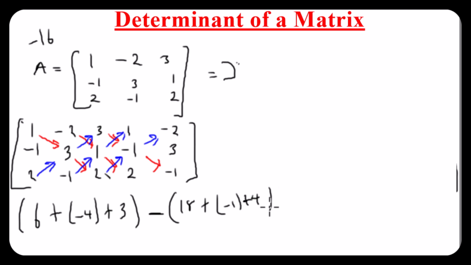Okay, all right. So now we want to simplify. So 6 minus 4, that's 2. 2 plus 3, we have 5 here. Minus 1 plus 4, or 4 minus 1, rather, that's 3. So 18 plus 3, that should be 21. So we have 5 minus 21, and 5 minus 21 just gives us minus 16. So just like the way we did, we got our negative 16 in the first place.